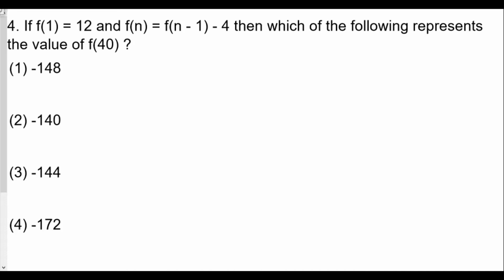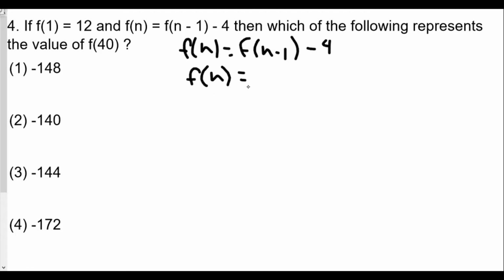Okay, so again, when we see f of n equals f of n minus 1 minus 4, this is in the form of our recursive formula for arithmetic sequences: fn equals fn minus 1 plus d. That's the recursive formula for arithmetic sequences. Basically, the previous term plus a common difference gives us our next term. So if that's the case, we can see our common difference equals -4.